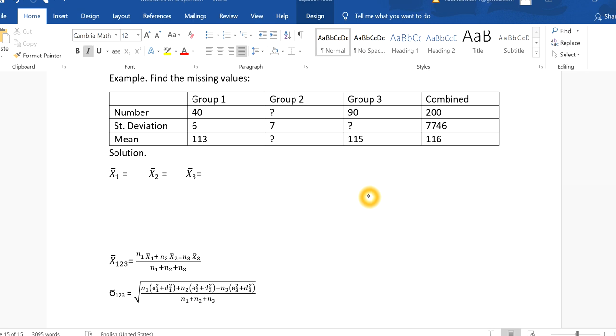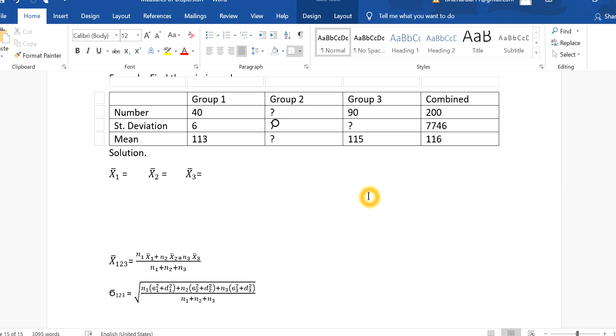Hello everyone. Today we are doing a question of combined standard deviation. So let's start with the question. In this question you have three groups mainly, group 1, group 2 and group 3, and their combined values as well. In group 1 the number of observations is 40, as you can see here.